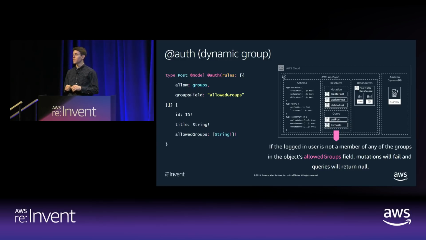And then if you're trying to, for example, create an object and say, I'm not in the admin group, and I'm saying that this particular post should be able to be edited by an admin user, it's actually going to reject you and say, hey, you can't create that thing because you're not in the admin group.